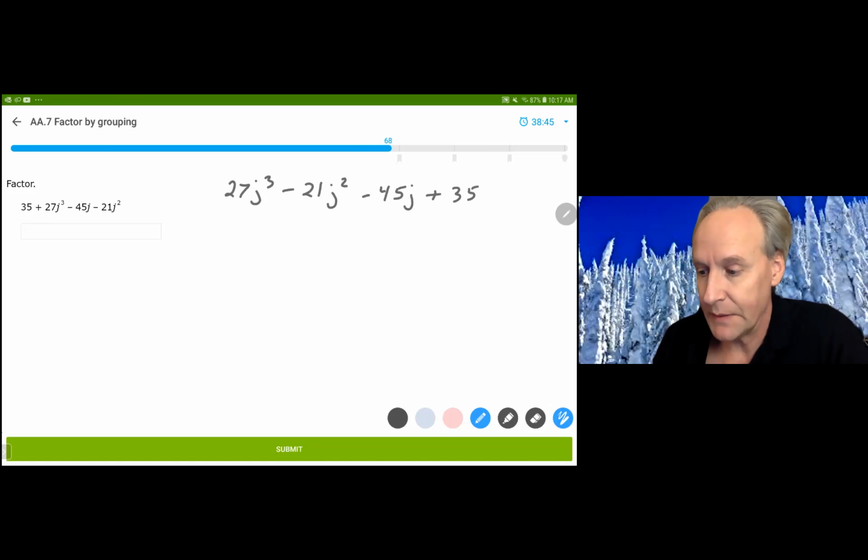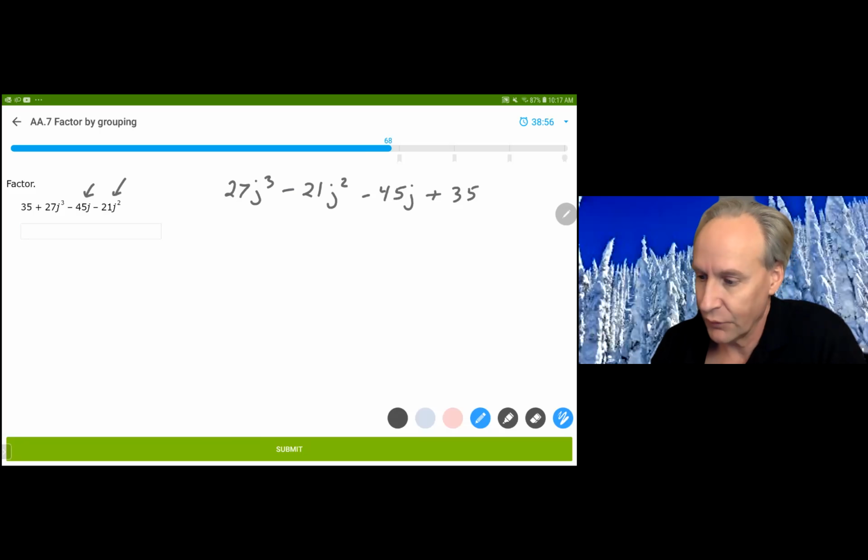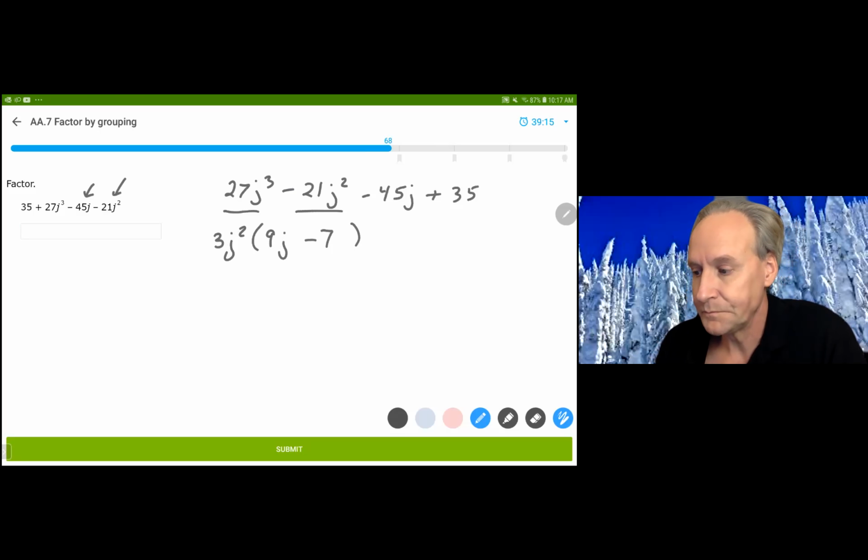A couple of things you want to note is that you can't just switch subtraction. You have to leave it as kind of plus and negative, but I just recognize that the term is really the negative 45j, and I just move it around. So now, for my first pair, I have a j squared, and I have a 3. So I have a 3j squared as my common factor. And I'm going to take it out, and I'm going to have a 9j minus 7.